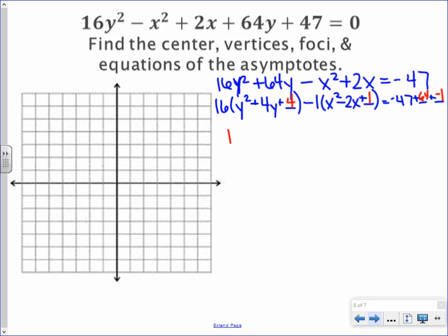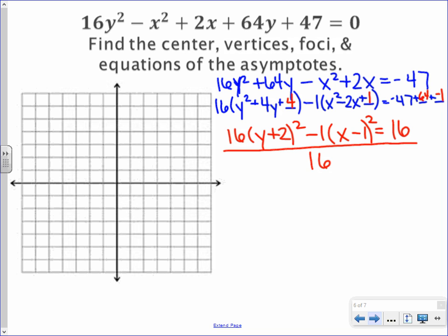So that's what we need to add to the other side to balance our equation. So what we have is 16 times y plus 2, the quantity squared, minus 1 times x minus 1, the quantity squared, equals 68. Just like with an ellipse standard form equation, we need this to be set equal to 1. And since there's a 16 on the other side, we'll go ahead and divide by 16.